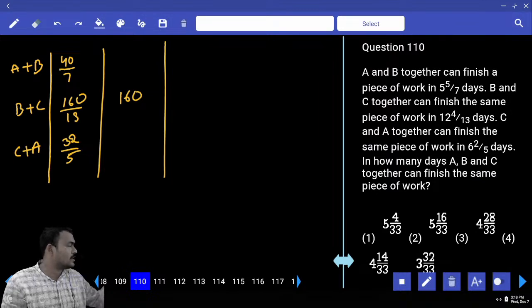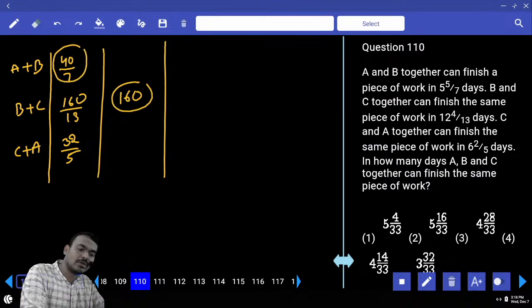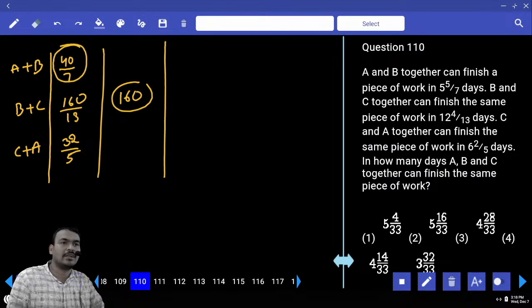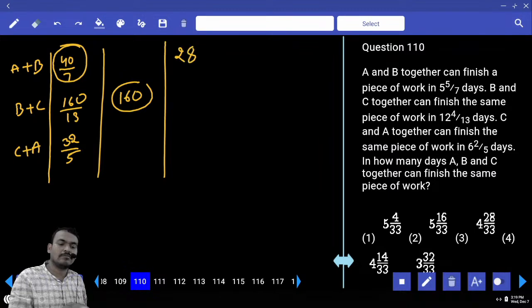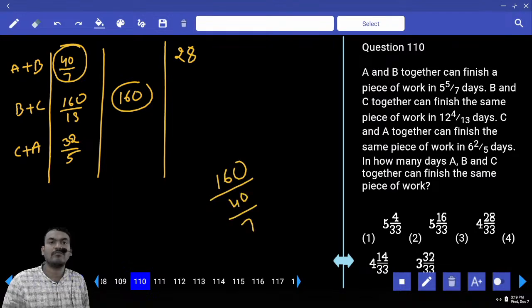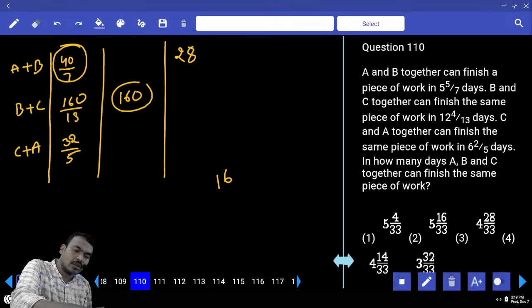That 160 we consider total work. Out of 160, it is completed by A and B together in how many days? 40 by 7 days. Work by number of days, we get the per day work or not? 40 how many times 160? 4 times. Denominator already 7. It will become 7 or not? 4 7s how much? 28 or not? Yes or no? Work by time, we get which one? Efficiency or not?